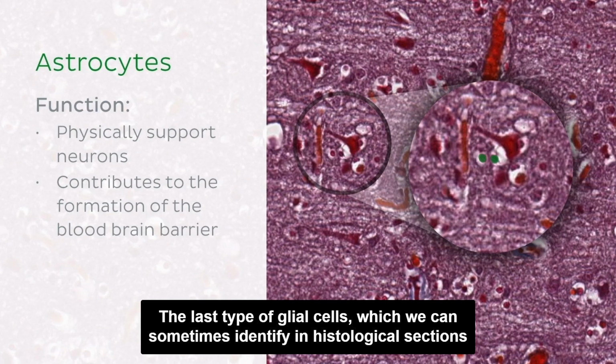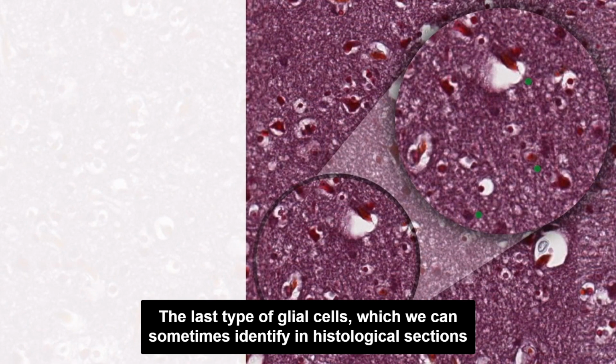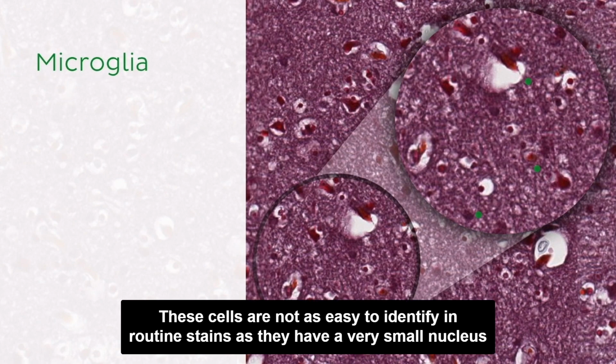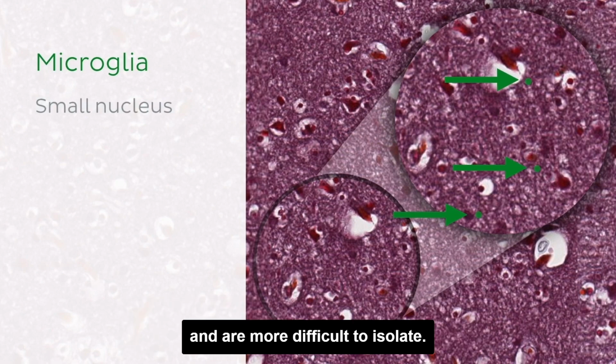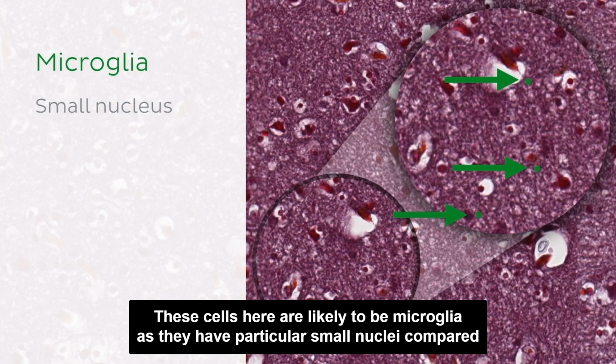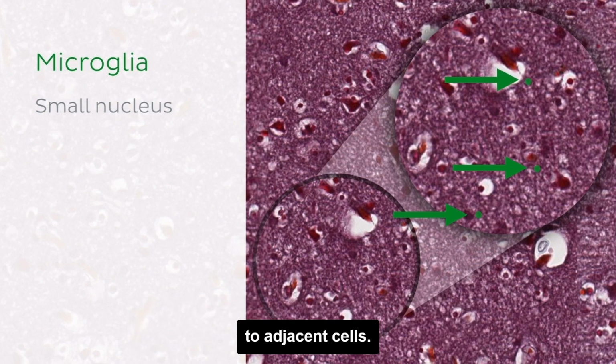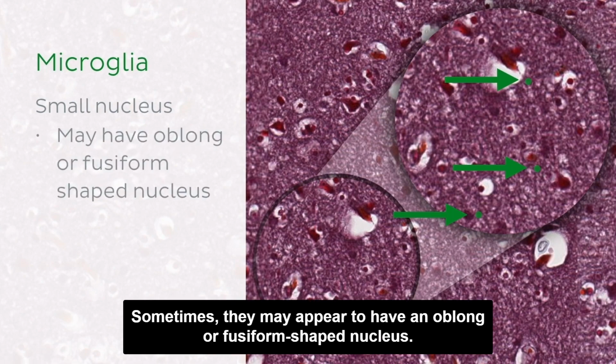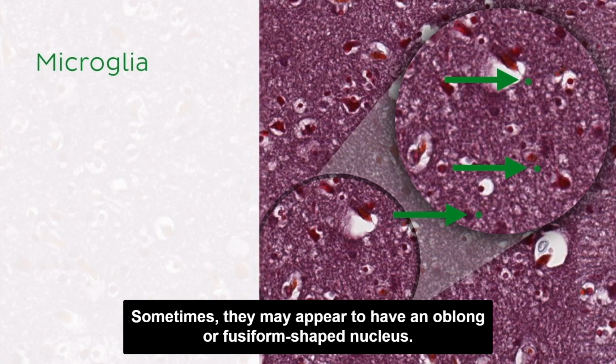The last type of glial cells, which we can sometimes identify in histological sections like this, are microglia. These cells are not as easy to identify in routine stains, as they have a very small nucleus and are more difficult to isolate. These cells here are likely to be microglia, as they have particularly small nuclei compared to adjacent cells. Sometimes they may appear to have an oblong or fusiform-shaped nucleus.